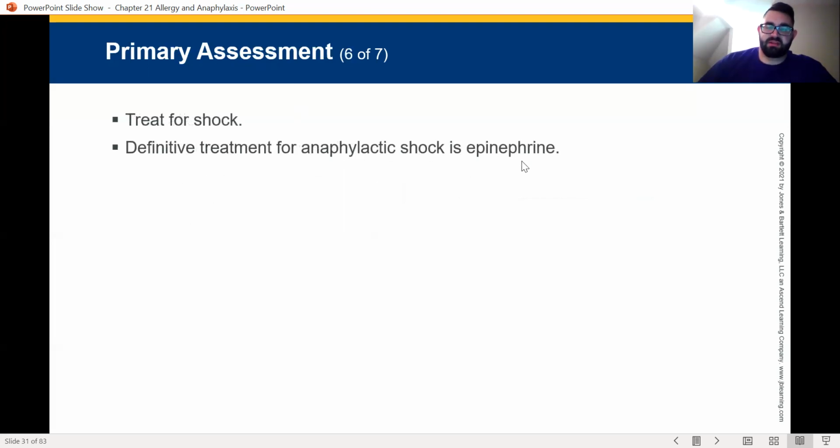Definitive treatment for anaphylactic shock is epinephrine. Either the patient needs to have some, or you need to have some, or you need to have a way to get some to this scene, to that patient as quick as possible.